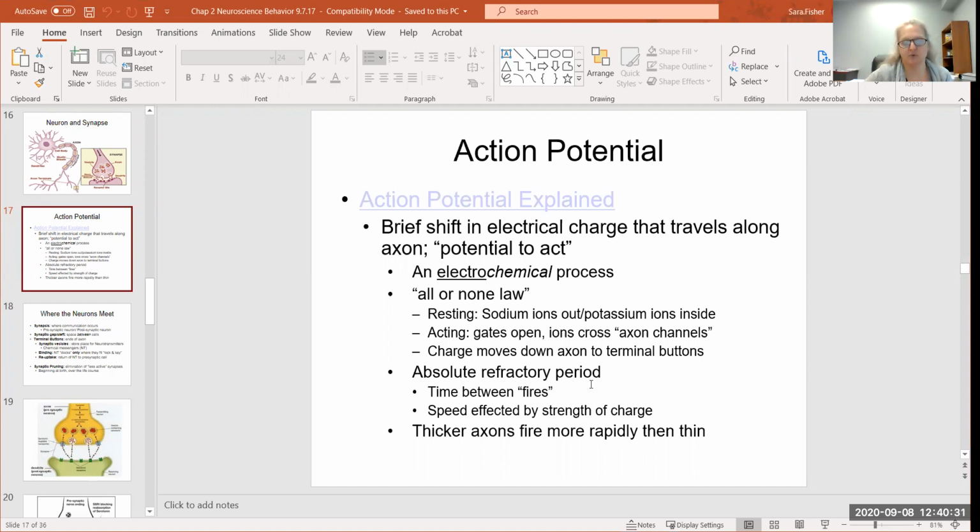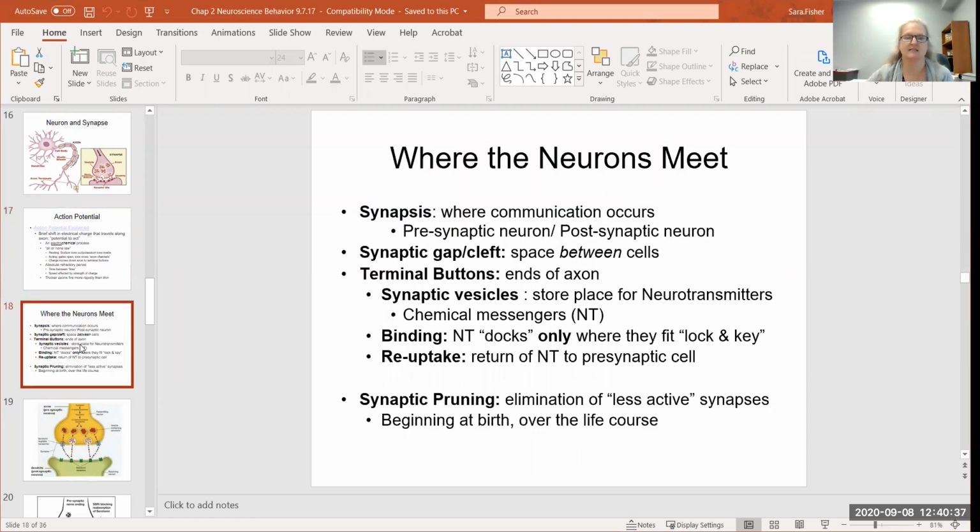Another important phrase is what's referred to as an absolute refractory period. What this means is basically that the neurons have to rest. They can't constantly stay fired, they have to rest. I can't think of a really good example off the top of my head to illustrate that.